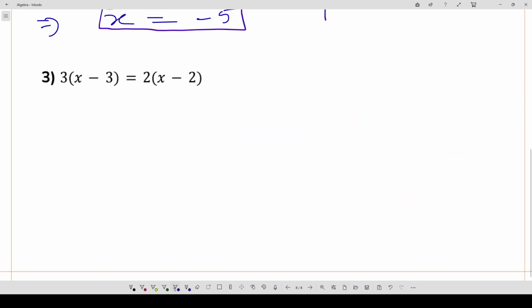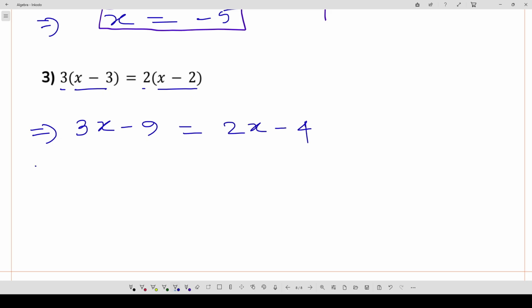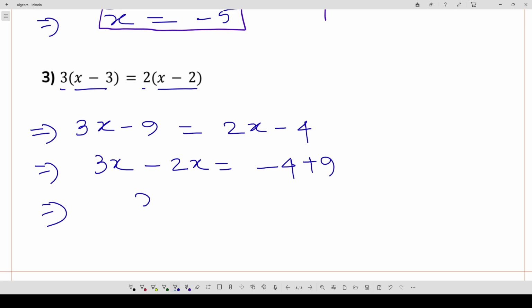Number 3, 3 times (x minus 3) equals 2 times (x minus 2). So first we can write 3x minus 9 equals 2x minus 4. Then 3x minus 2x equals minus 4, and this minus 9 becomes plus 9. Therefore x equals minus 4 plus 9, the result is 5, and this is our answer.